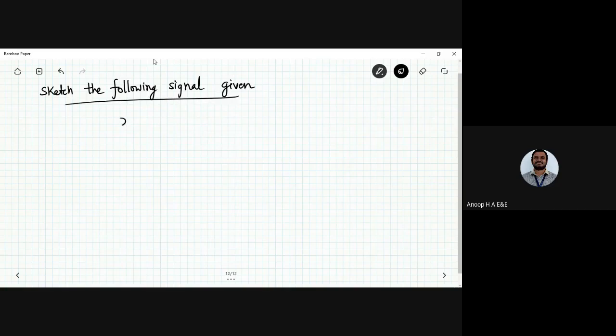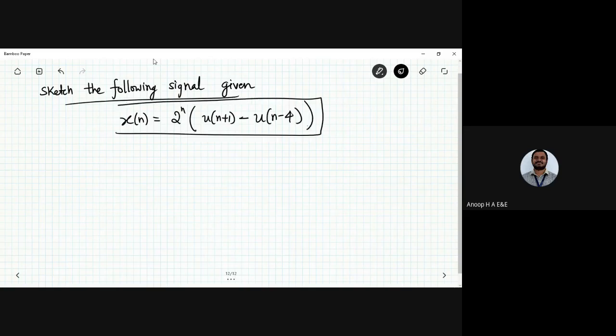Given x of n equals 2 power n u of n plus 1 minus u of n minus 4. Again I repeat, if you observe n, it is said to be a discrete signal, the discrete time signal. So if you observe n, you can generally come across the discrete time signal.